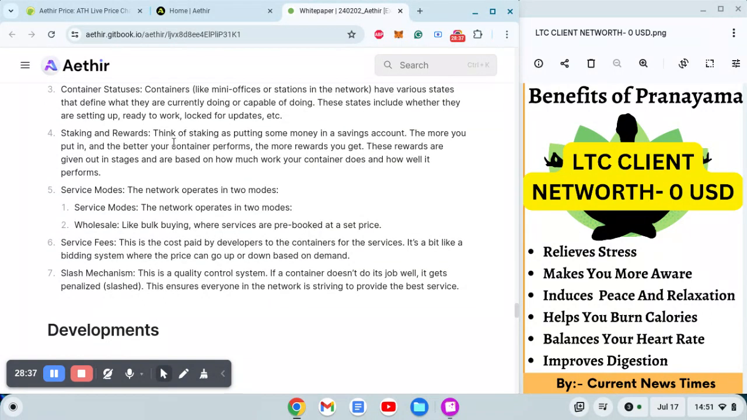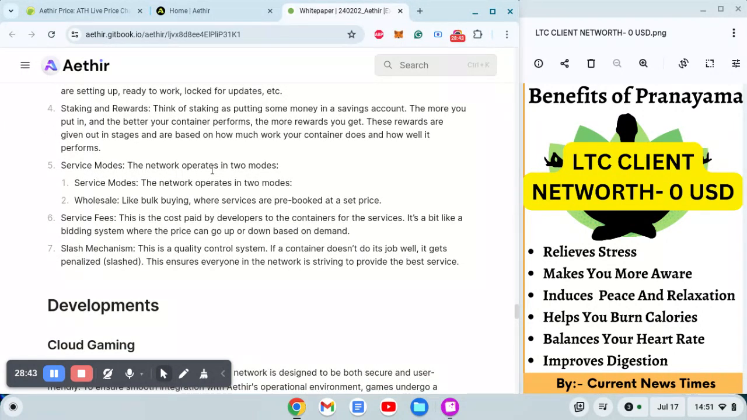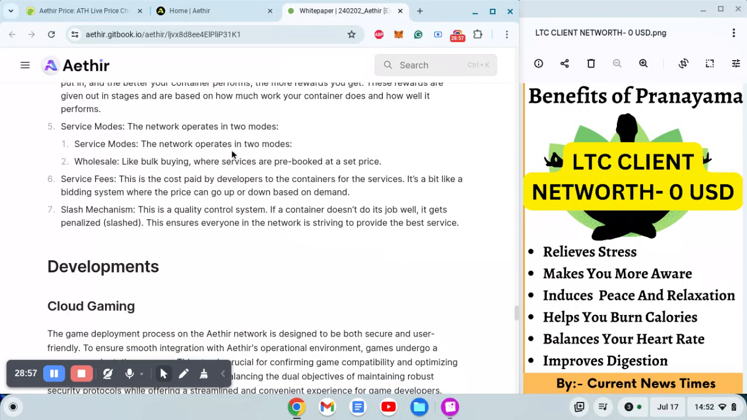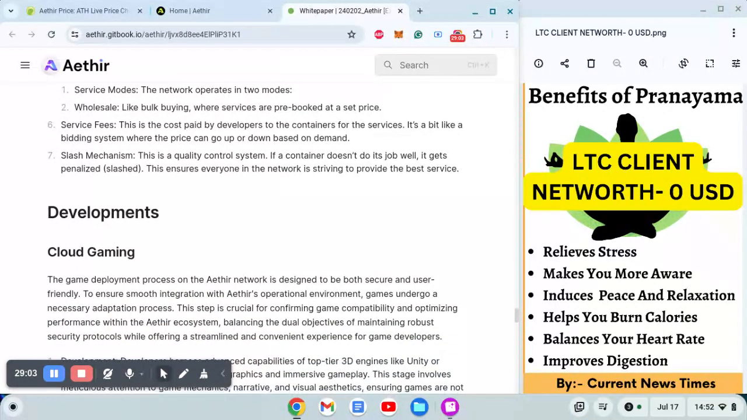Staking and rewards. Think of staking as putting some money into a savings account. I guess everybody knows what staking is. Service modes. The network operates in two modes. Wholesale, like bulk buying, where services are pre-booked at a set price. Wow, this is also pretty interesting. So if you are a user and you want to buy GPU power in bulk, then you can also do that.